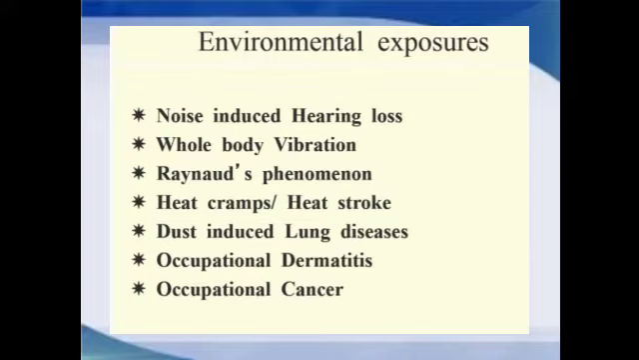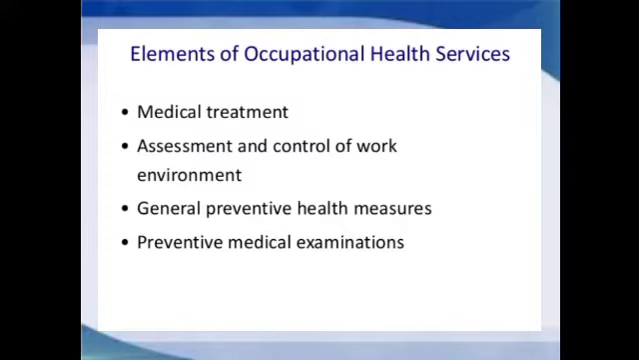So, here are the environmental exposures, which are the noise-induced hearing loss, whole body vibration, the Raynaud's phenomenon, the heat cramps or heat stroke, the dust-induced lung disease, the occupational dermatitis, and the occupational cancer. So now, let's move on to the elements of occupational health services, which are the medical treatment, the assessment and control of work environment, the general preventive health measures, and the preventive medical examinations.